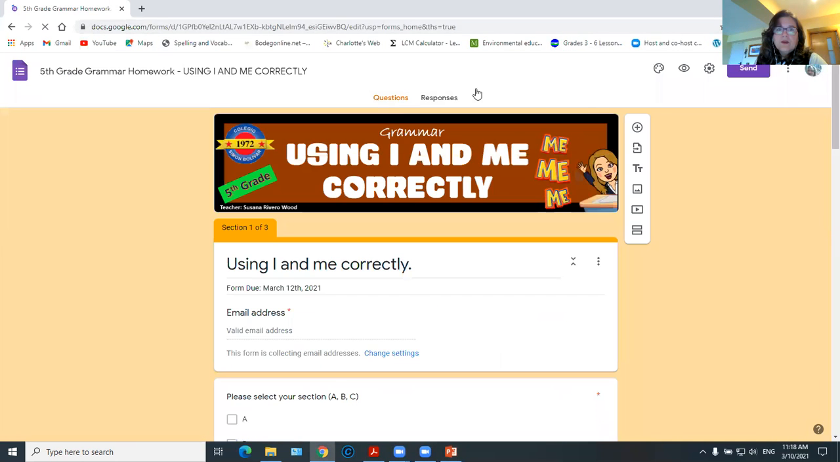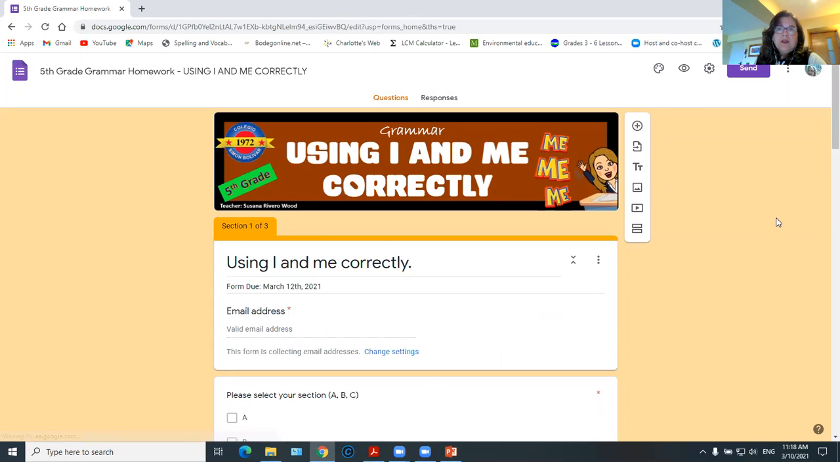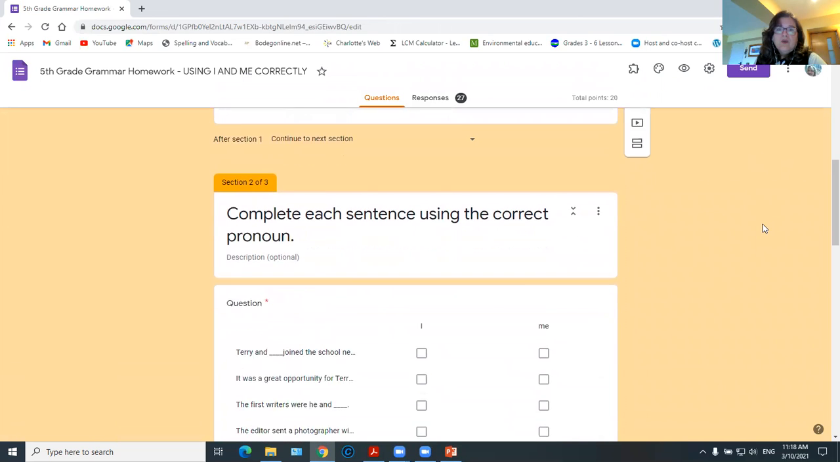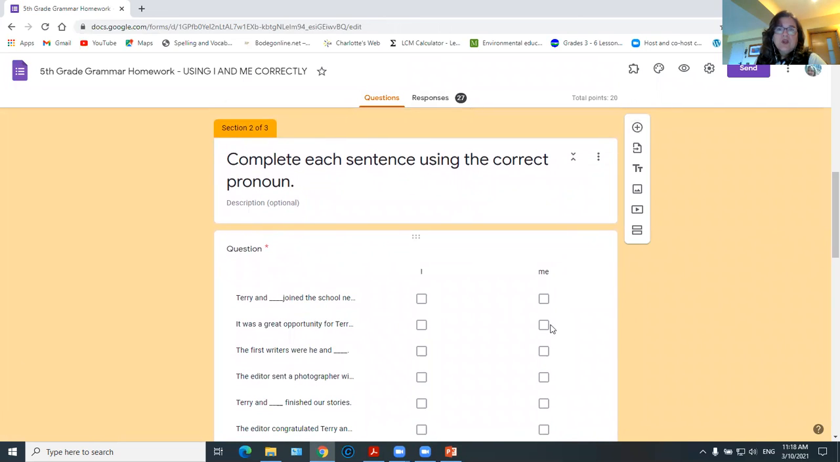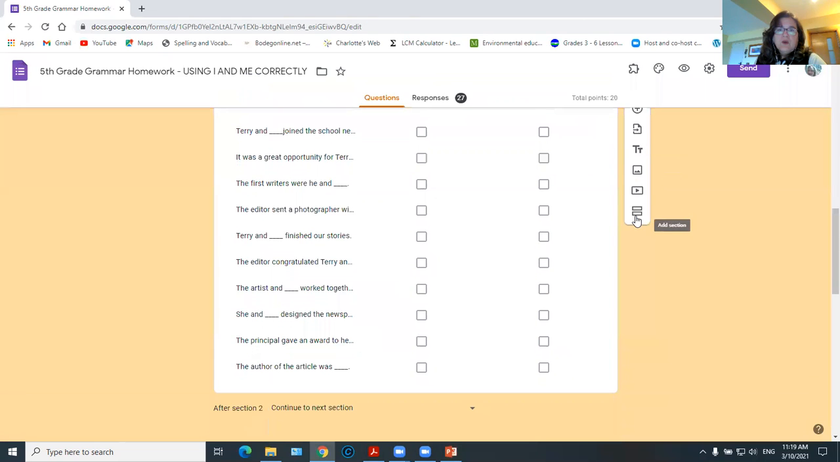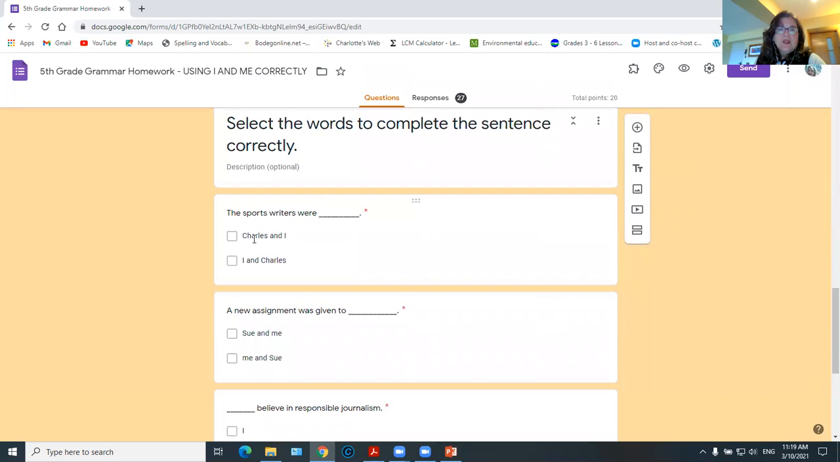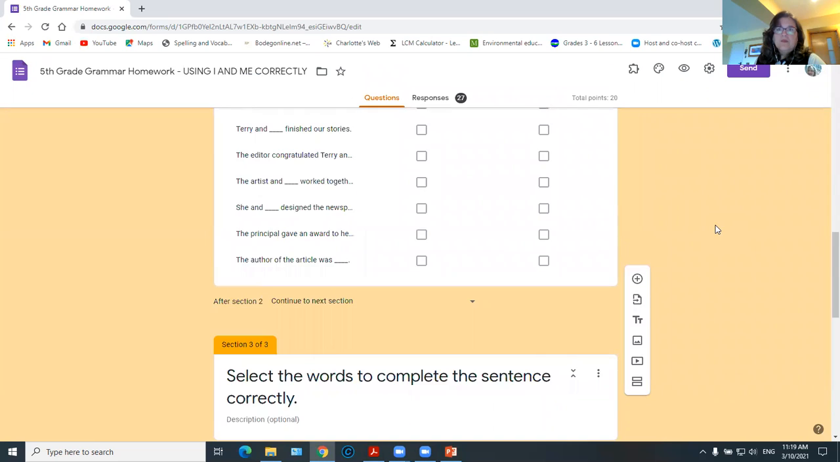So this is using I and me correctly. Okay, this is how it looks. You will have some questions where you have to complete just by checking on the word that you will use to complete the sentence. All right. So work on that. And then you will also have to complete some sections where you will choose which group of words completes the sentence correctly.